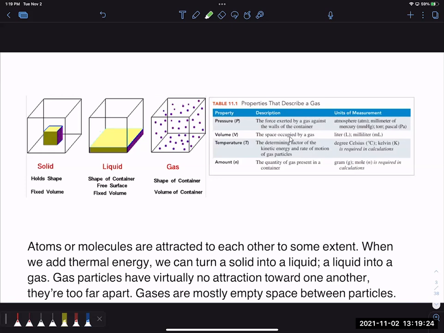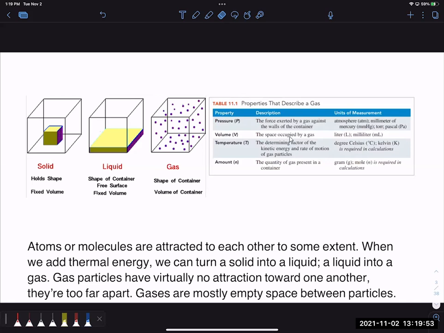But our different phases have different properties. Solids hold their shape and they have a fixed volume. This is the case because the atoms and molecules are so close to each other and they're not allowed to move around each other because they're blocked by other particles. Liquids are also completely packed up against each other, but they're no longer held in place by the molecules around them. So they're able to slip and slide around.